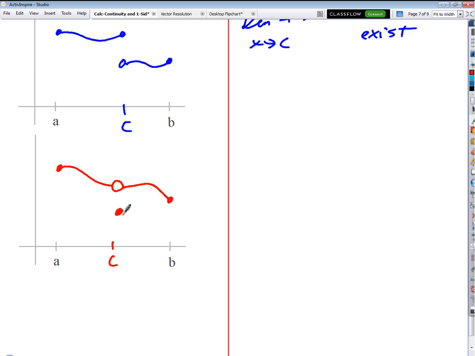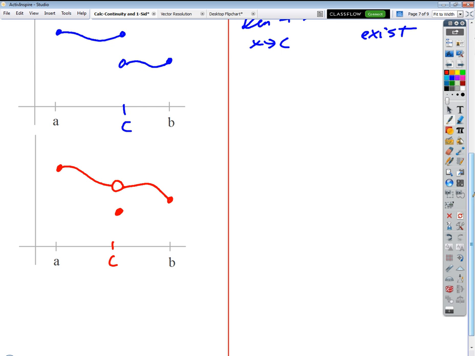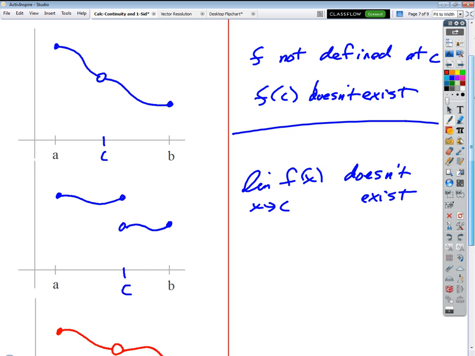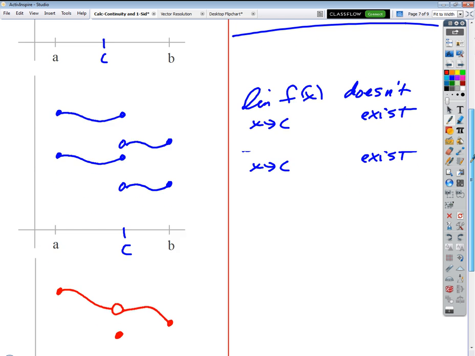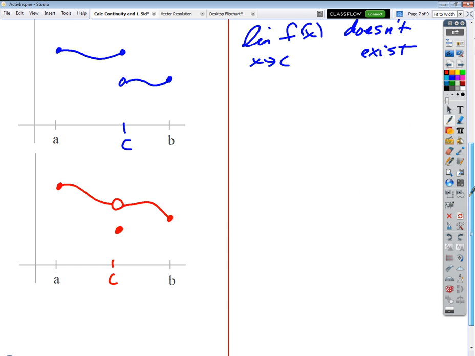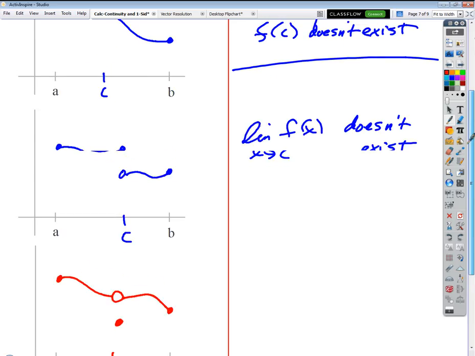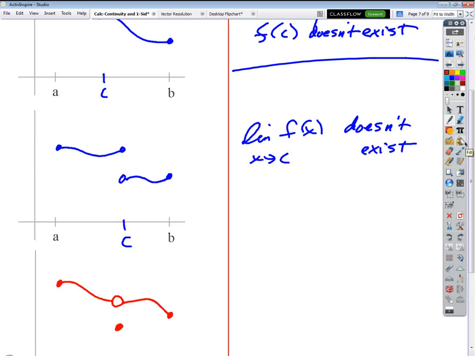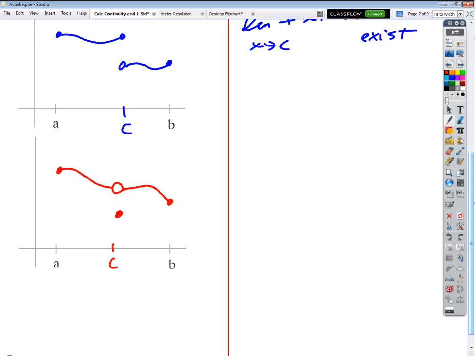Why? Which of those conditions does it fit? Let's see. Does it fail that one? No, the function exists at C, doesn't it? Yeah. What about that one? Does the limit exist? Yeah. Ah, okay. But then what's the problem? There's still a break. There's still something wrong. Could it be like the function doesn't agree with the limit? Yeah, that's it.